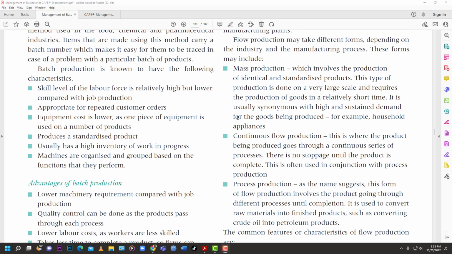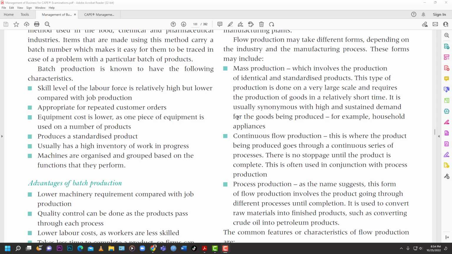And you can tell what mass production is. That involves the production of identical and standardized products. This type of production is done on a very large scale and requires the production of goods in relatively short time. So for example, if you're making household appliances, like a television, that's mass production, because everybody is buying these things, so you mass produce them. You make a whole lot at one time, right?